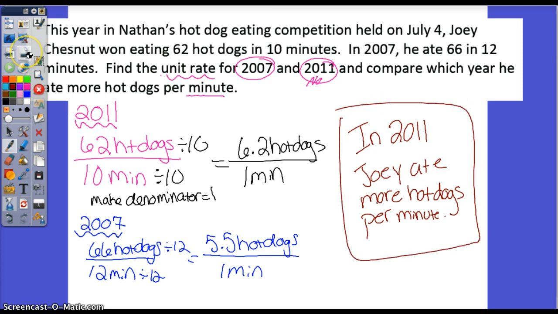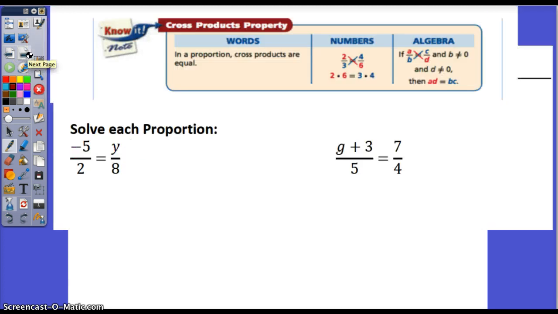Now there's something called the cross product property, and it's something we talked about already. It's in a proportion. Remember, proportions have an equal sign. Cross products are equal. So if you have 2/3 equals 4/6, 2 times 6 equals 3 times 4, because 12 equals 12. So essentially, notice your denominators cannot equal 0 because you can't divide by 0.